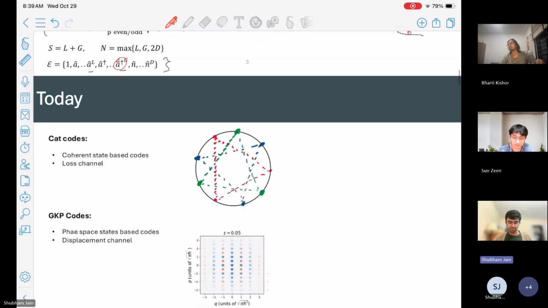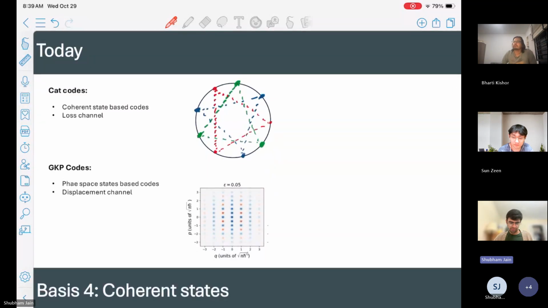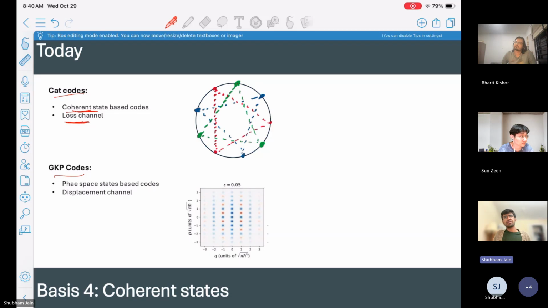Now we can start talking about something new. So the agenda for today is to talk about these CAT codes and GKP codes. CAT codes are coherent state-based codes, and I've not introduced coherent states yet, but I'll do that in the next slide. And these are predominantly constructed to protect against the loss channel. Just by virtue of construction, the dephasing noise is actually exponentially suppressed in these codes. So we mostly only care about the loss channel, and we will see how these kinds of codes can protect against the loss channel.